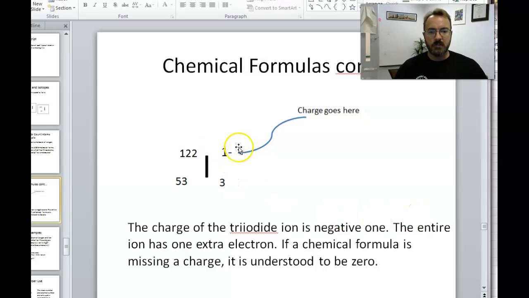The charge goes here. In this case, this is a triiodide ion, and it's weird. All of these things are acting together as a unit. So this unit is missing 1 electron. There are 3 total iodine atoms bonded together, and all 3 of them are just missing 1 electron. It doesn't mean that each atom is missing an electron, which would make 3 electrons missing. It just means for this total group.